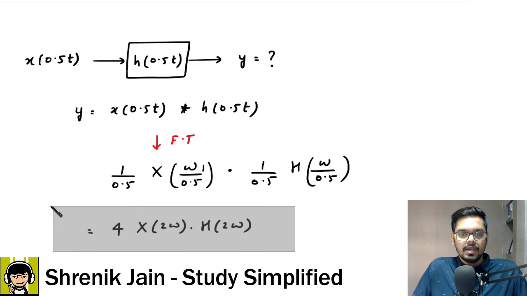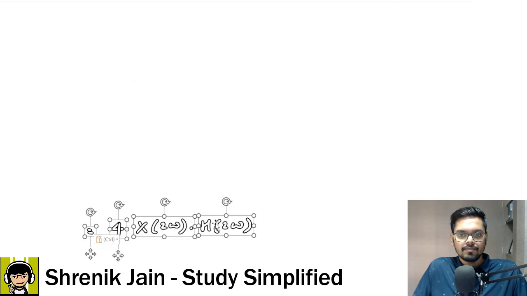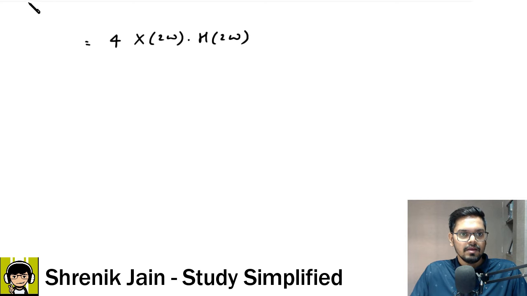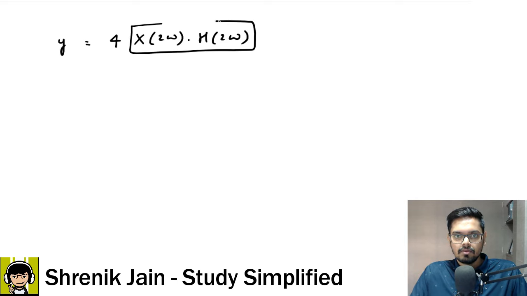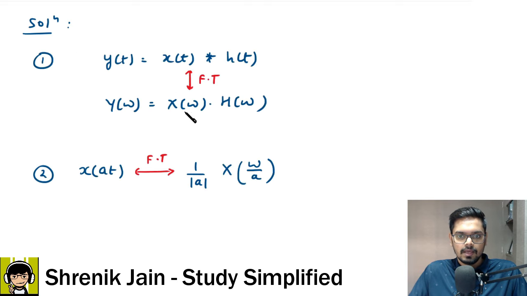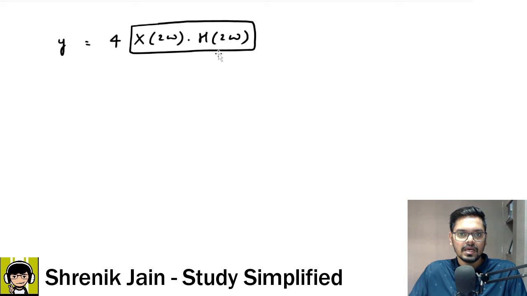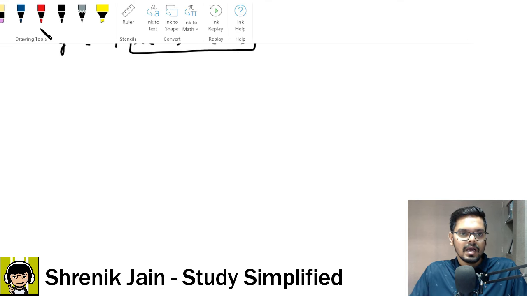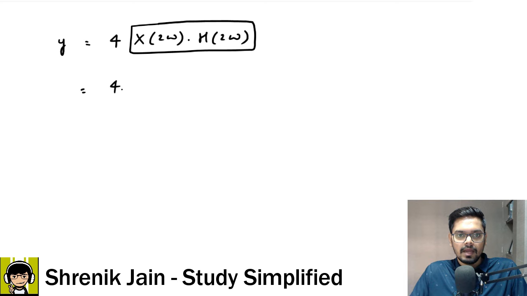Okay, so let me now copy this to the next slide and ask you guys, if this is Y, then what is this thing? This thing is capital Y, the frequency domain, capital Y of 2 omega, right? How do you know that? Because of the basic concept. Check it out here. X of omega into H of omega is capital Y of omega. So here, if omega is replaced with 2 omega, what would be the answer of this rectangular bracket? It would be capital Y of 2 omega.